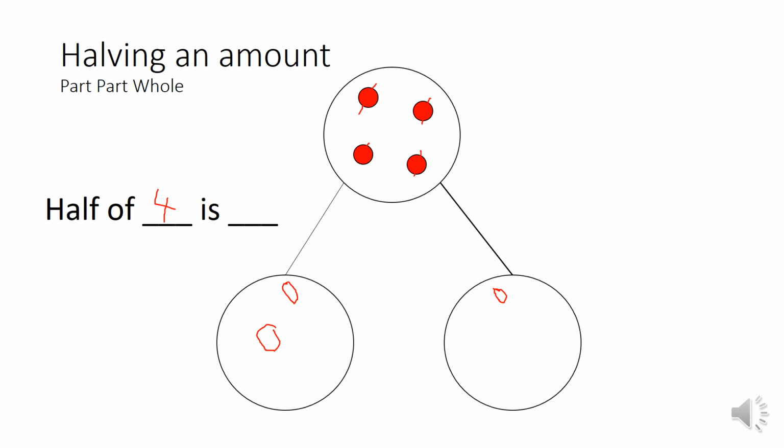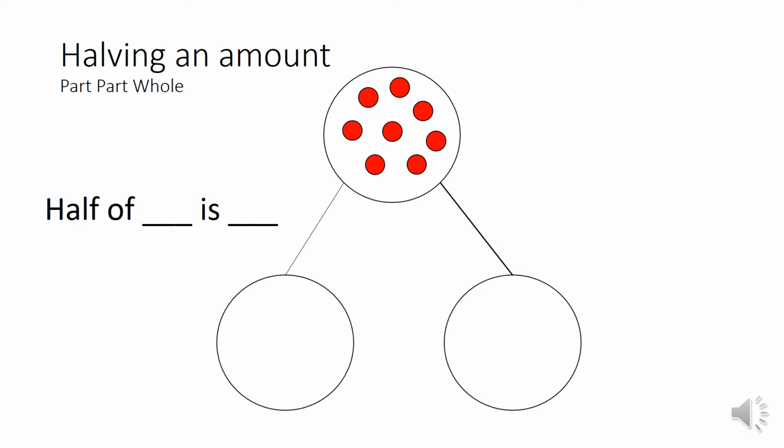And that one in there. And then I need to count how many I've got in each group. So in this group I've got 1, 2, and in this group I've got 1, 2. So half of 4 is 2.